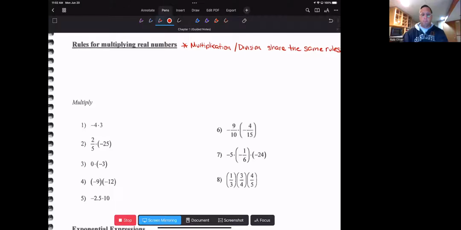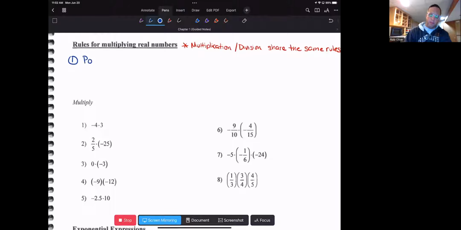So when we look at multiplication, let's just go through some general rules here. One rule is that a positive times a positive will equal a positive, right? This is something you've already known. We've known that all our lives. Positive times a positive.